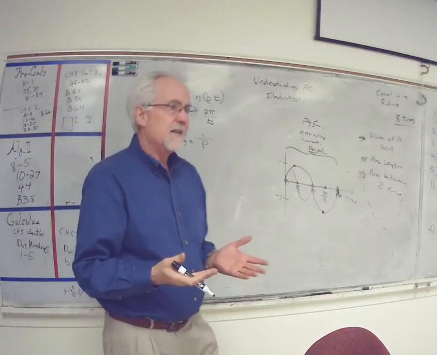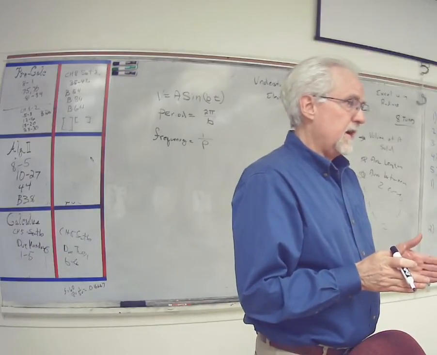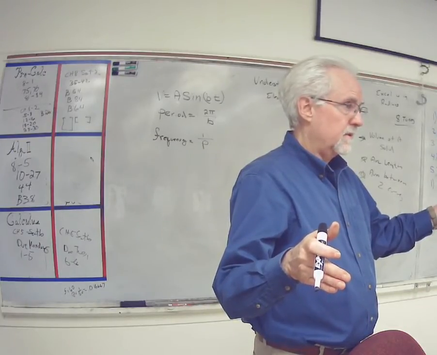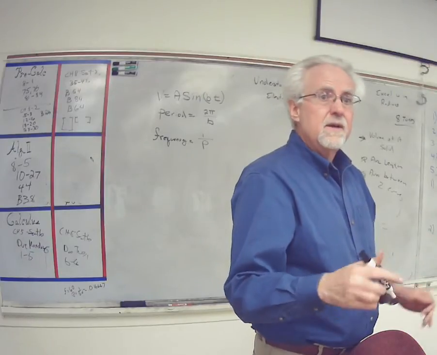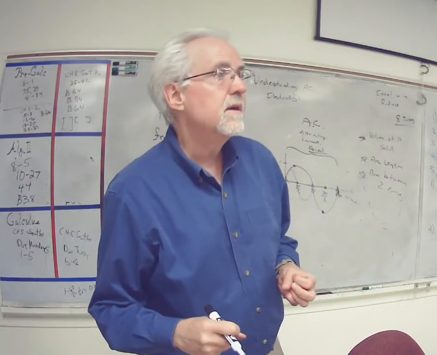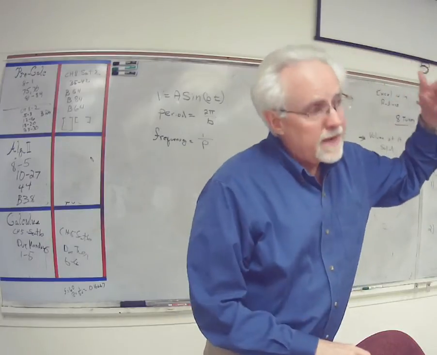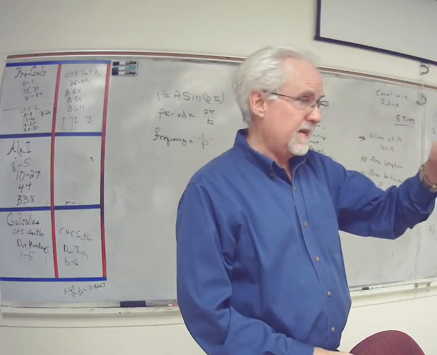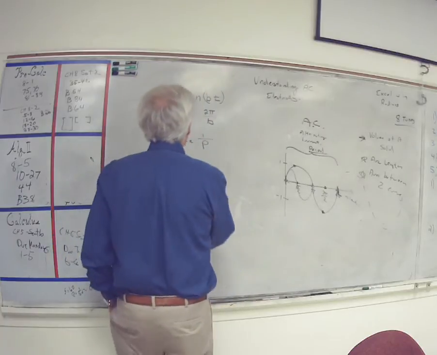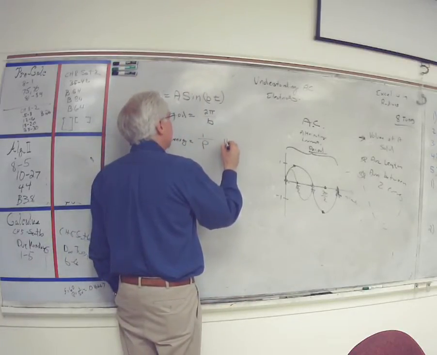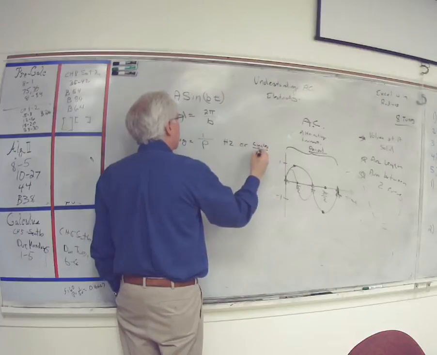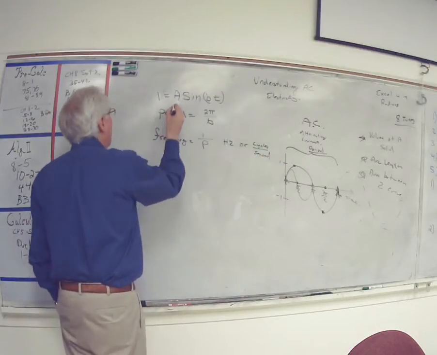Because if I say that one period is 1/10 of a second, how many cycles could I do in a second? 1 over 1/10 would be 10, right? So if each period takes 1/10 of a second, I could do 10 of them in a second. That would be 10 cycles per second, or we would call it 10 hertz. Cycles per second and hertz are the same thing. So frequency is equal to 1 over p, and it's in units of hertz, Hz, or cycles per second.